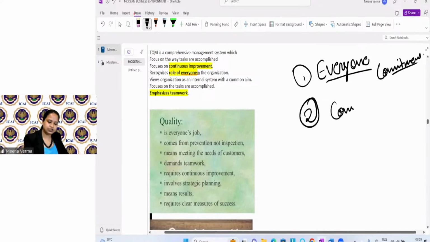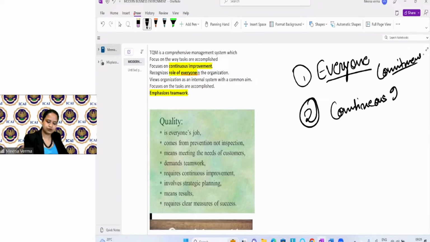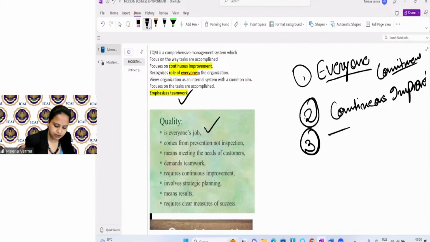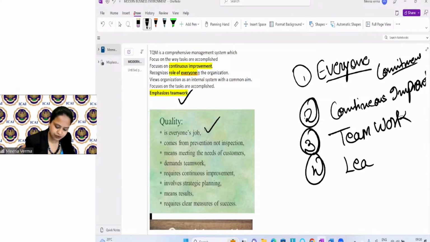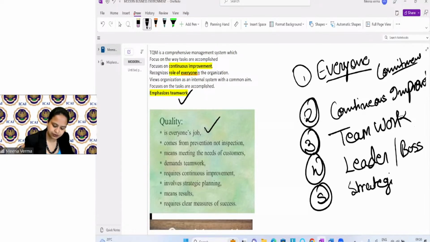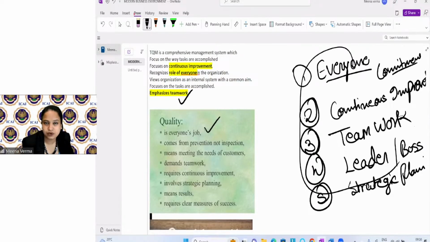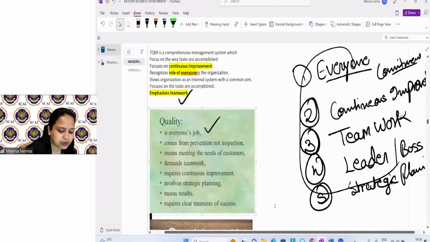Second, we have learned about continuous improvement. Third, we have learned that teamwork is required here, right? Fourth, leadership is required. We don't need bosses in the company. We need leaders. We don't need boss in the company, right? Teamwork is required and strategic planning is required, right? For producing the quality product, all these things are required in the company, right? So it was required to produce the total quality.